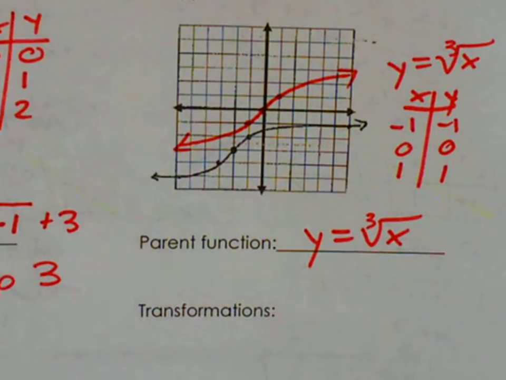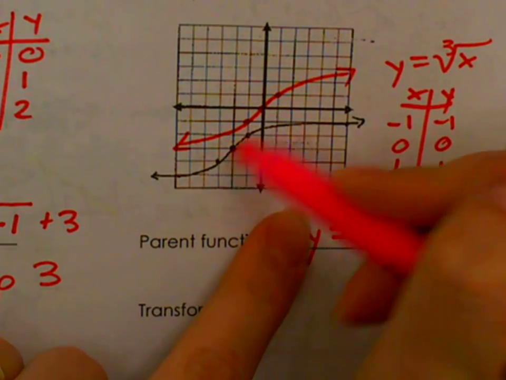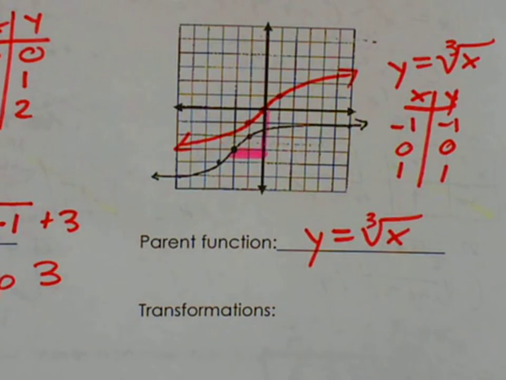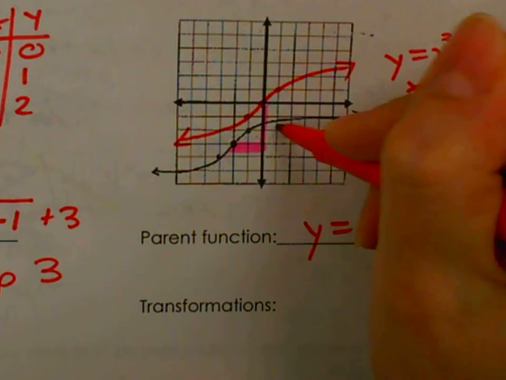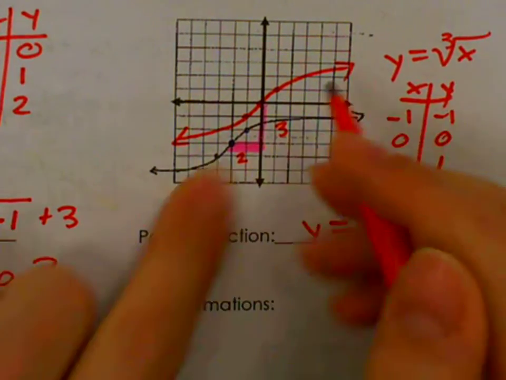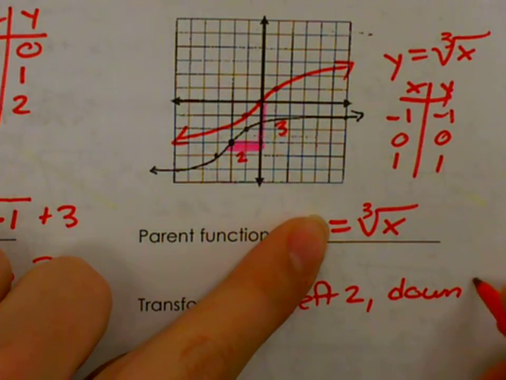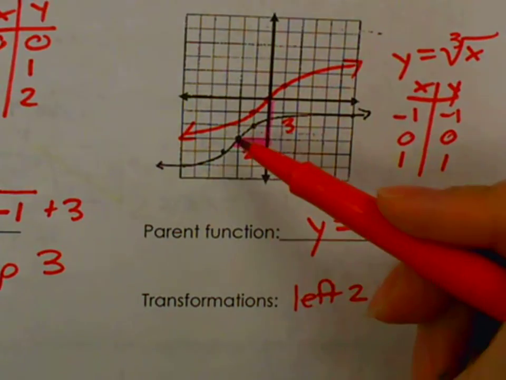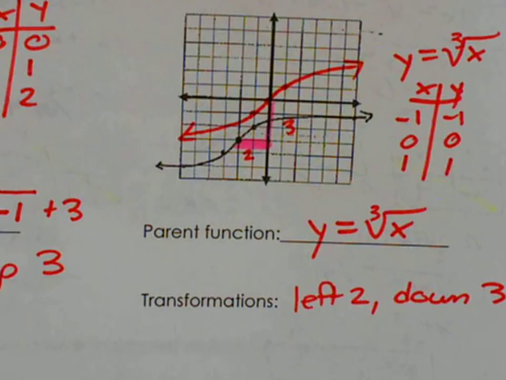And we want to see how we moved. So right here, that's our point of inflection. It looks like I moved it 1, 2, 3 down 3, and over 2. So my transformations are, it went to the left 2 and down 3. It didn't reflect. It's still going in the same direction. In terms of a stretch or compress, it's still going up 1 over 1, so it didn't stretch or compress. So just left 2, down 3.